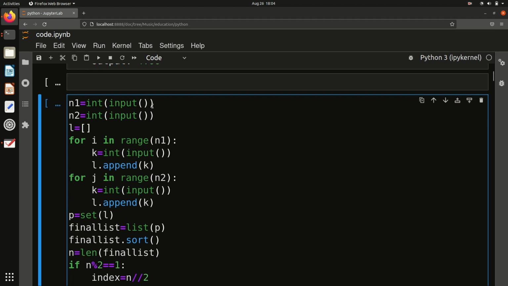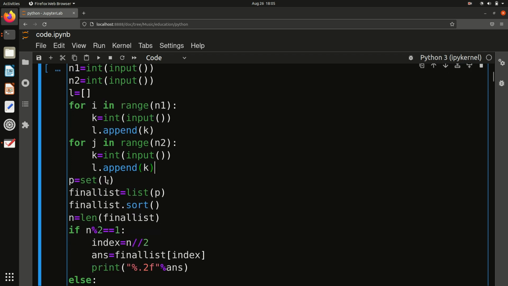Let us go through the code line by line. The first line will be how many points on road A. The second line will be how many points on road B. So N1, N2. Next, N1 lines will give the points on road A, so just take the input one by one. N1 inputs will be given, all points on road A, and we will append them into a list. Similarly, we will take the next N2 iterations and take all the inputs of points on road B, and append all of them into list L. Finally, that list L we have converted into a set, because we want all the unique points.